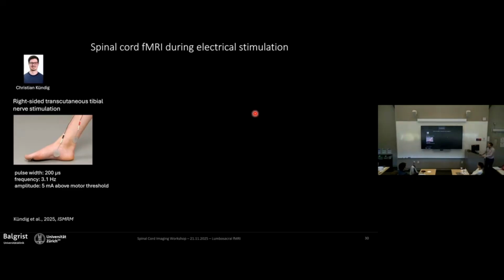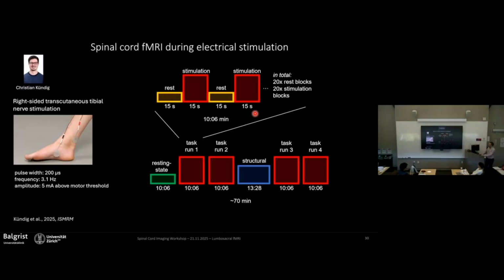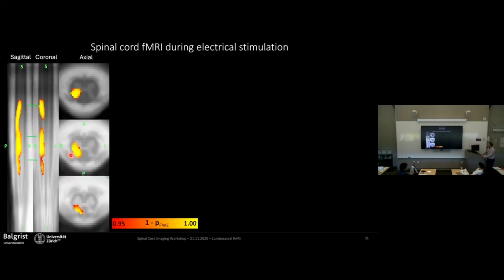In my lab, we also tested electrical stimulation. Electrical stimulation is useful because we can access different nerves in a highly controlled way. It's also very relevant for spinal cord injury patients, where electrophysiological measurements are often used. So here we also went for a block design: 15 seconds stimulation, 15 seconds no stimulation, and we stimulated a peripheral nerve on the right side, the tibial nerve.